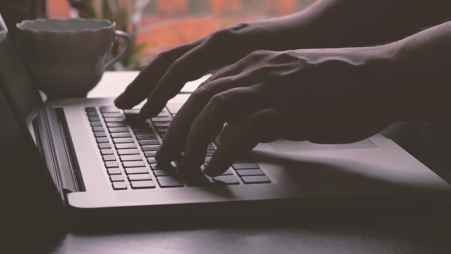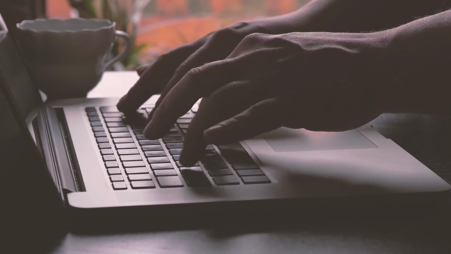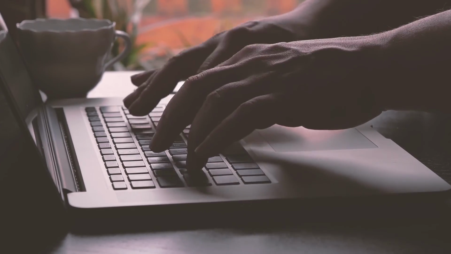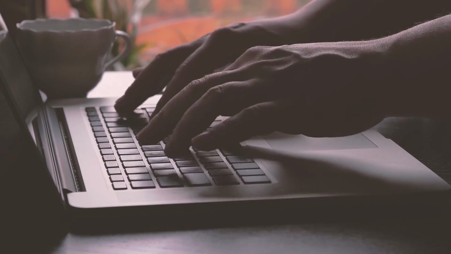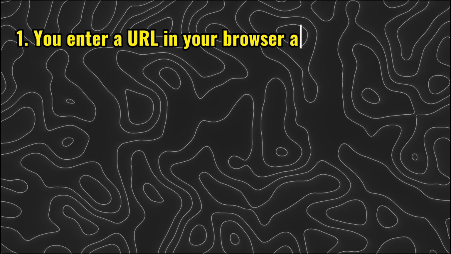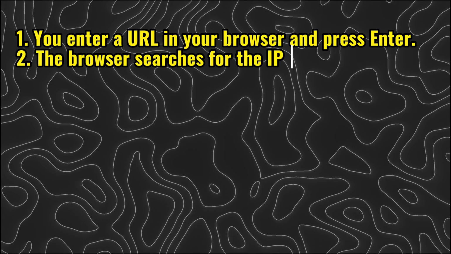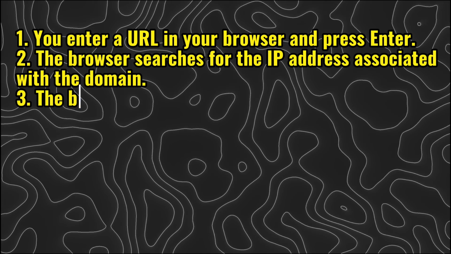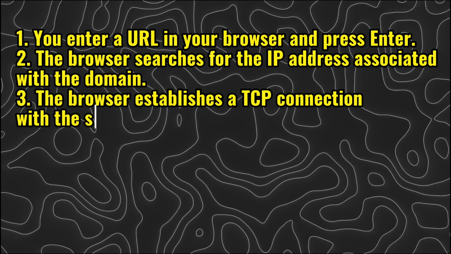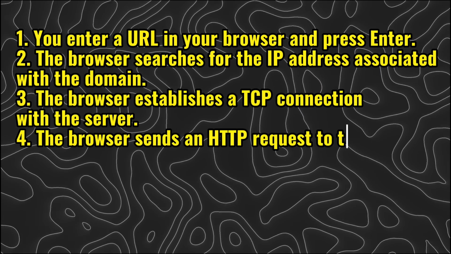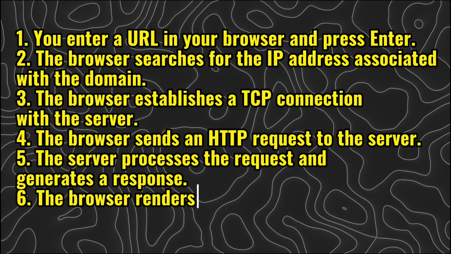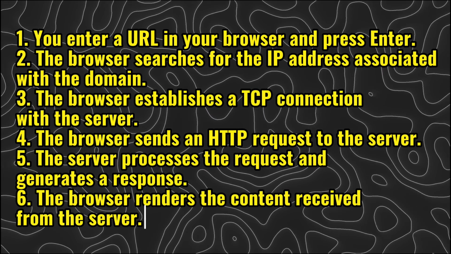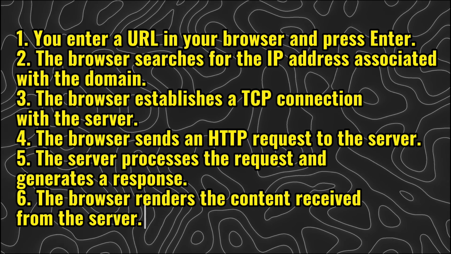Throughout this process, we explored the intricate relationship between websites, servers, and IP addresses, and delved into each step your browser takes when you enter a URL and hit enter. Let's quickly recap those 6 essential steps. You enter a URL in your browser and press enter. The browser searches for the IP address associated with the domain. The browser establishes a TCP connection with the server. The browser sends an HTTP request to the server. The server processes the request and generates a response. The browser renders the content received from the server.